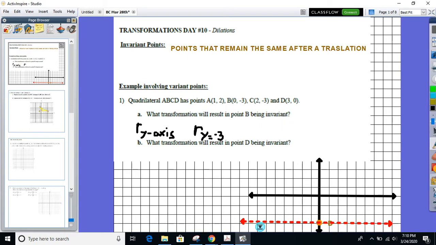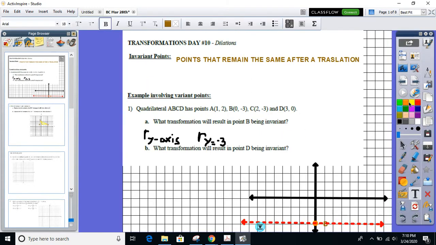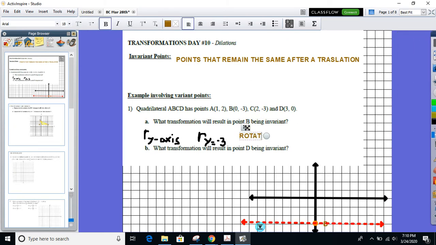If you do want to get a little bit more creative, we could say a rotation of, you pick the degree, 90 degrees around point B. So if I rotate anything around point B, it is going to stay right where it is. Next up, you guys could probably do these on your own now.